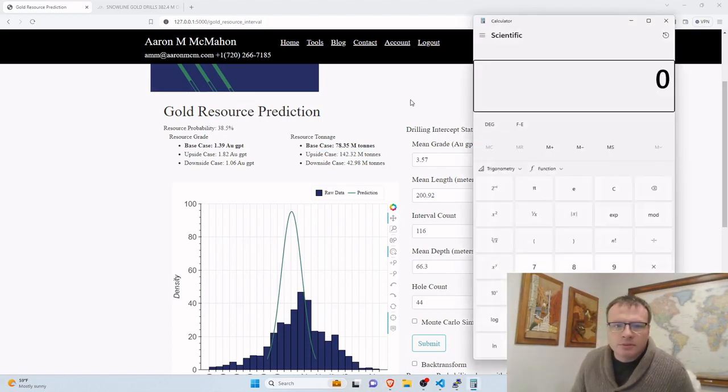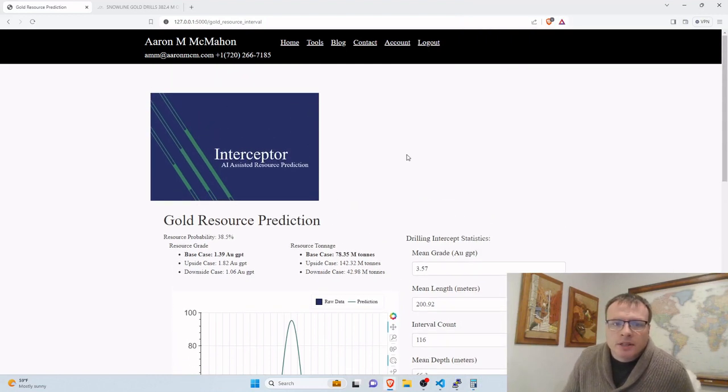If I just do the math here, 1.39 grams per ton times, let's say, 140 million tons, that's almost 200 million grams, but we can convert that to ounces. So somewhere north of 6 million ounces, which seems perfectly reasonable for this. It's a pretty significant deposit. So there you go, there's a look at how Interceptor works. Thank you very much.